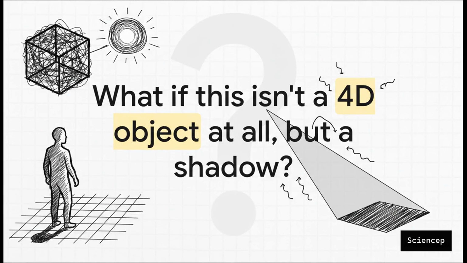Yep, you heard me, a shadow. The image we all think of as a tesseract is no more a 4D object than your shadow on the sidewalk is you. It's a flat, distorted projection of something way, way weirder. So, if we want to understand the real deal, we have to start by understanding its shadow.